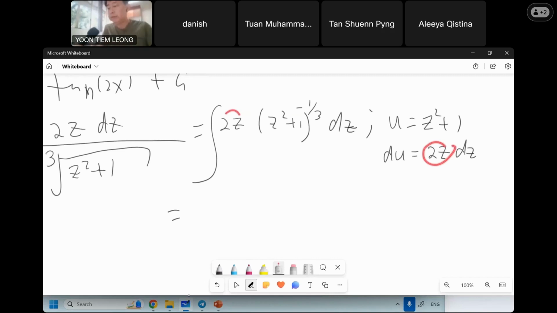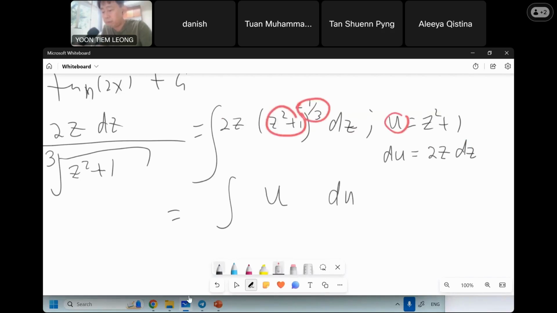Now you can cast this 1 over cube root into the form of f of u. So here I have du, where du is just 2z dz. So 2z dz is just du. Then what is this? This is just the factor of u, right? Here you have u to the power of minus 1/3. Now this will be in the form of the integral of u to the power n du, right?